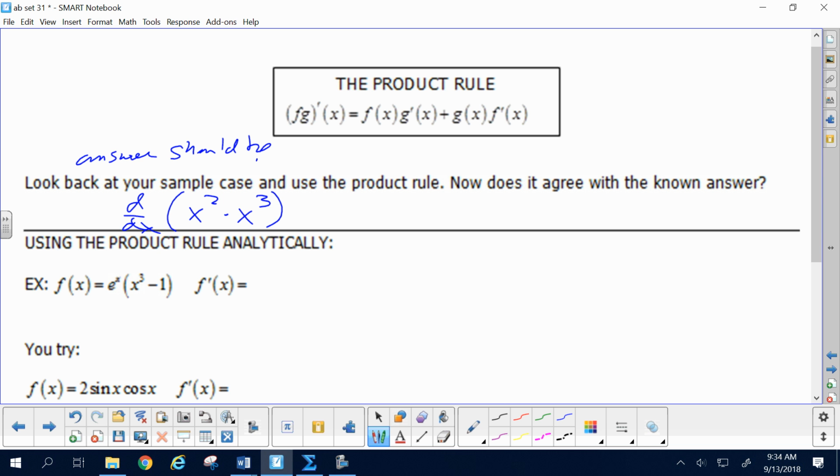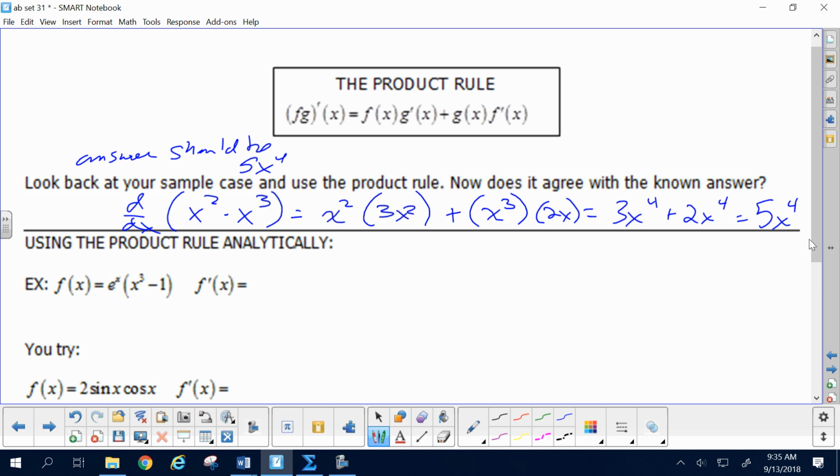5x to the fourth, right? Let's show the product rule. Okay, so the product rule on this problem would be first stays the same, so x squared times the derivative of the second, which is 3x squared, plus second stays the same, x cubed times the derivative of the first, which is 2x. If you simplify that, that's 3x to the fourth plus 2x to the fourth. Those are like terms, so it is indeed 5x to the fourth.